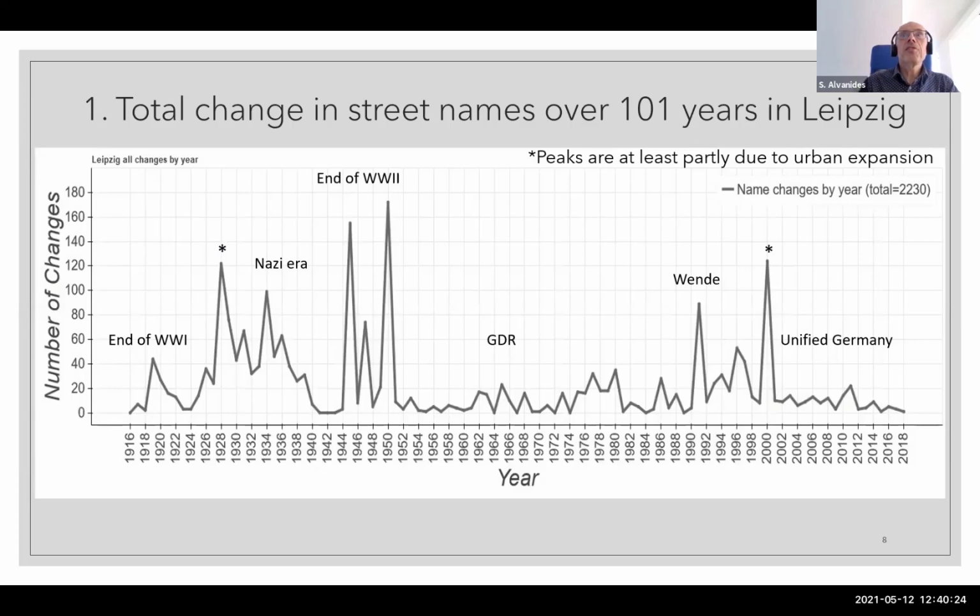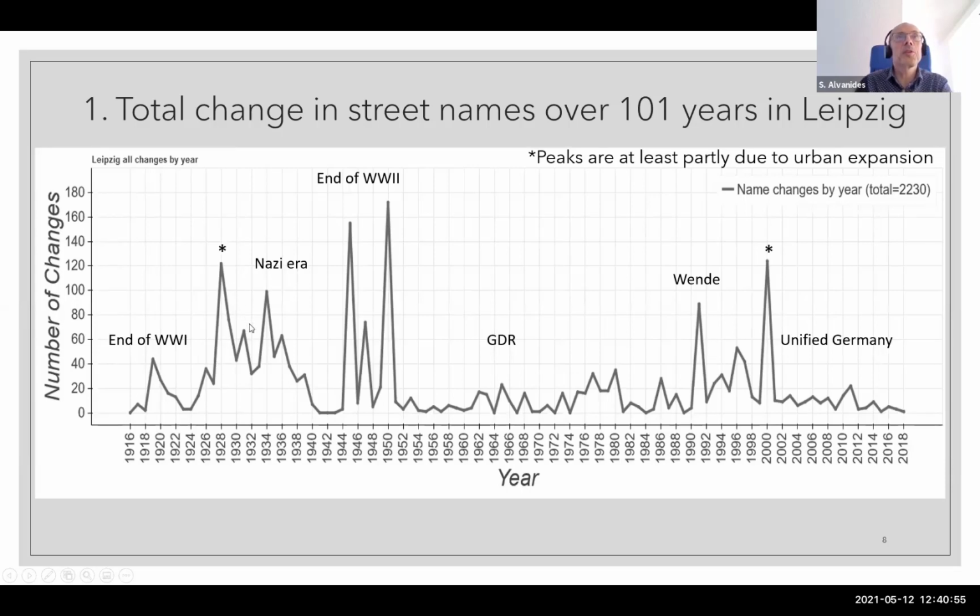Okay, these are the changes I mentioned earlier over 101 years. And all you see here is just the changes, the number of changes by year, so that you can see how we use these street name changes to understand the political changes that happened in Leipzig. So this is Leipzig, the years on the horizontal and the number of changes in the vertical. And we can see here the end of the First World War, and immediately there were some street name changes.